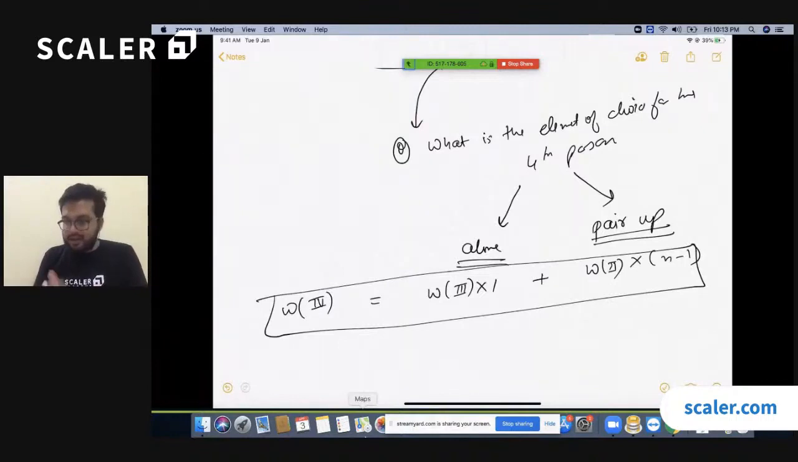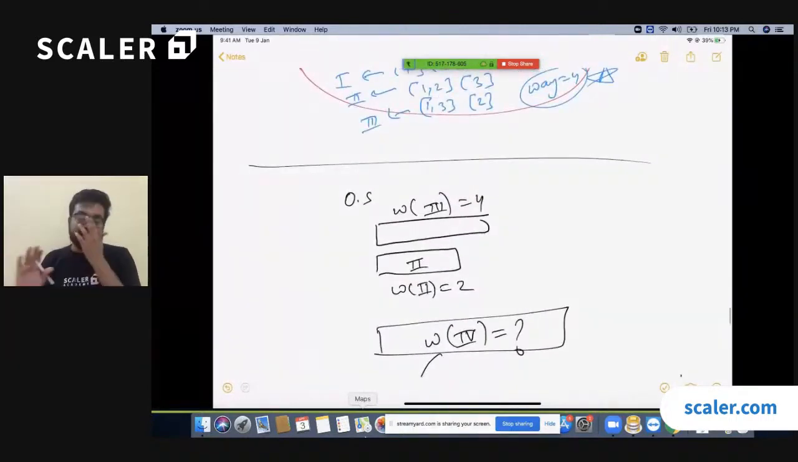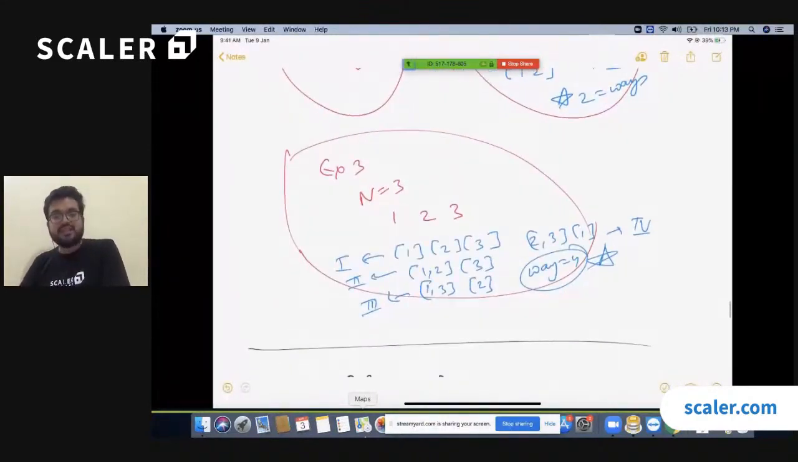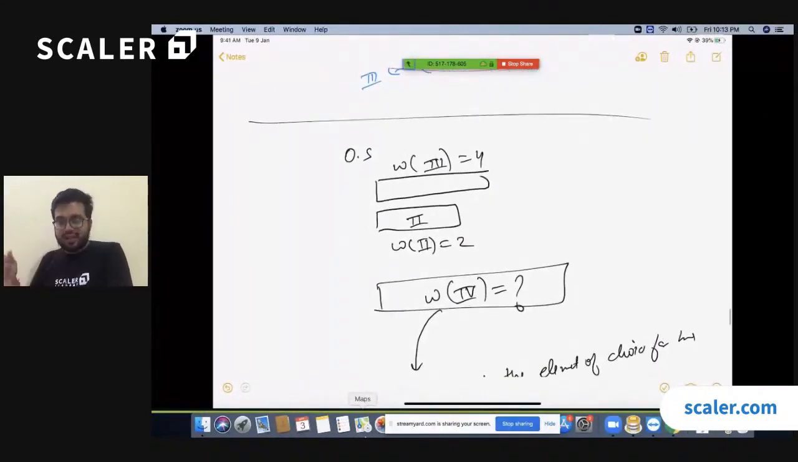How did I prove it? I assumed that, let's say, I know the answer for W2. That is, if there are 2 people in the party who are enjoying, how many ways they can enjoy. If I know the answer to it, let's say that is equal to 2. If I also know the answer for 3 people enjoying the party, which is, let's say, 4, I already computed the answer to these 2 things manually. Now I am trying to utilize these two answers to compute the answer for 4 people enjoying the party. So I am asking, can I actually get this answer using these two smaller answers? If I can do that, then I will prove that this problem has optimal substructure.